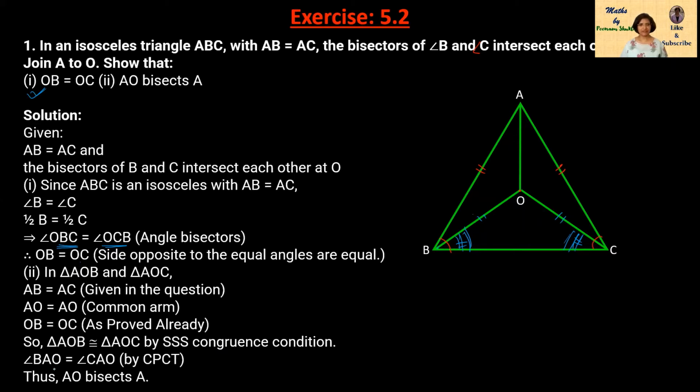So angle BAO equals angle CAO by CPCT. These angles will be equal in these two triangles because these two triangles are congruent. So by CPCT we can say that angle BAO equals angle CAO, right?